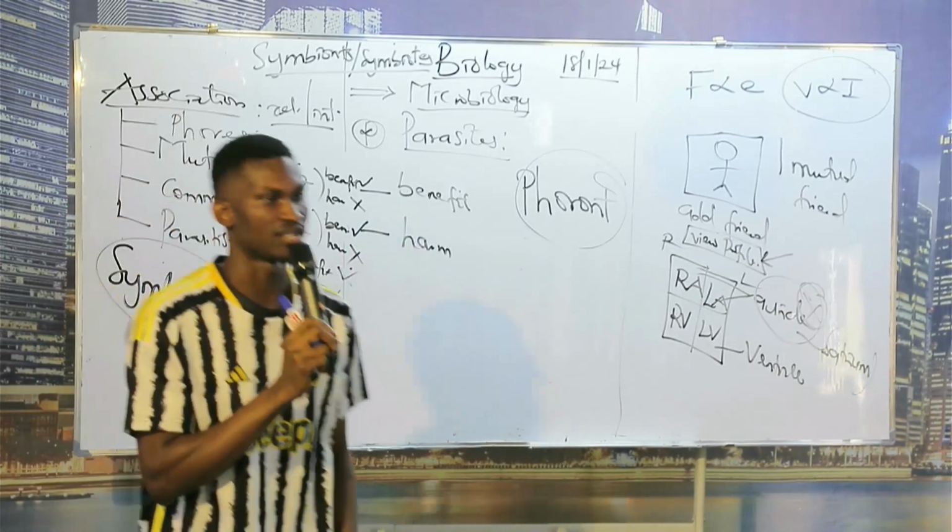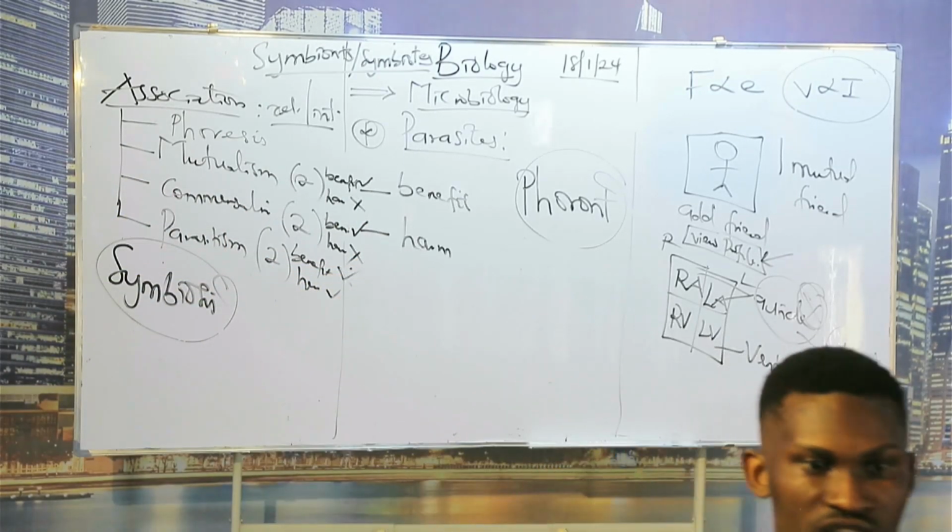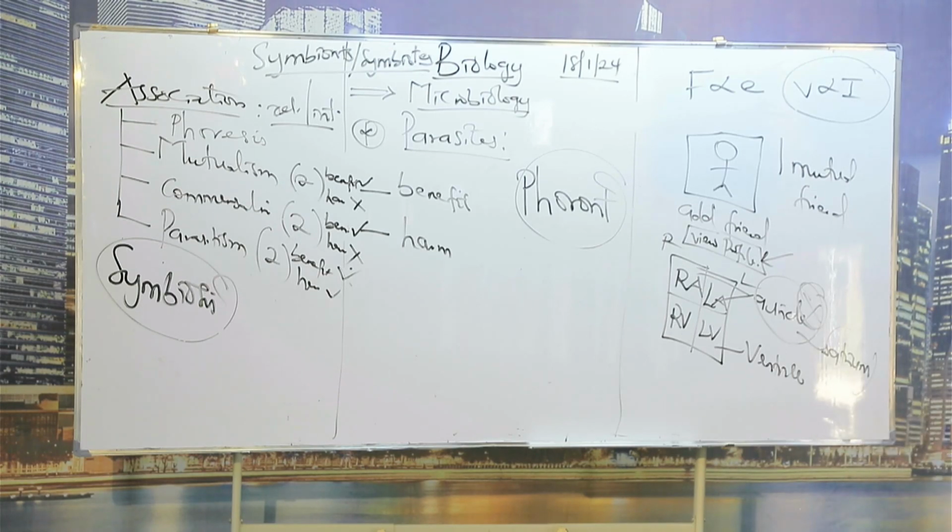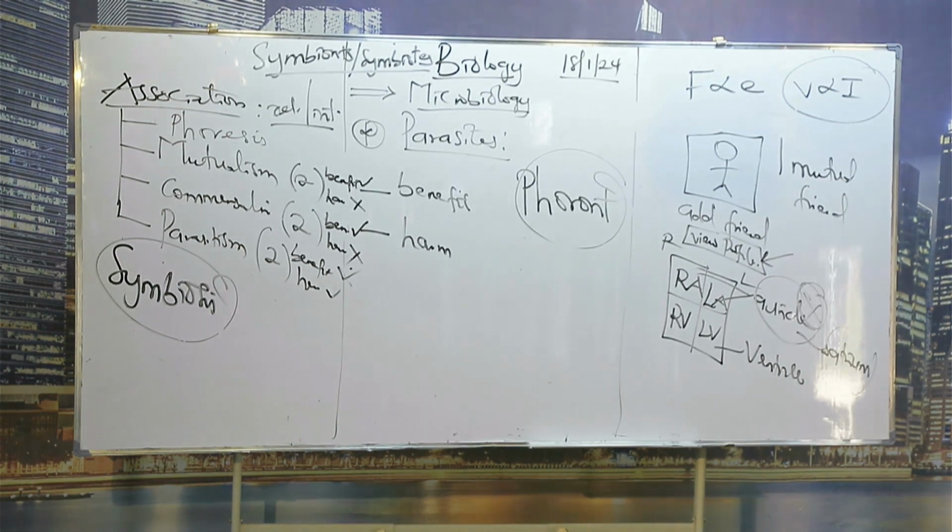Mutualism. This is a kind of association between two organisms where both organisms benefit from each other and none is harmed. Full stop. You should know many examples now.